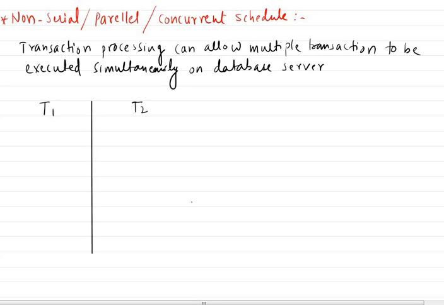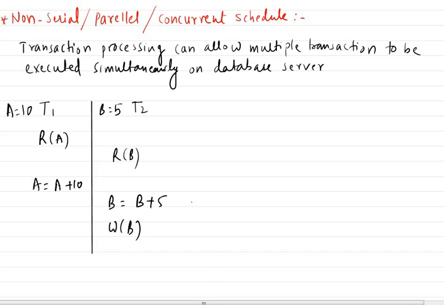We will understand this by one example. We will see the same example that we saw in the serial schedule, where A has a database value of 10. First T1 reads A, then T2 reads B, and B has a value of 5, and then A is updated to A plus 10. Again B is updated to B plus 5 and then write B. After this, write A. So in this also A has a value of 20 and B has a value of 10.